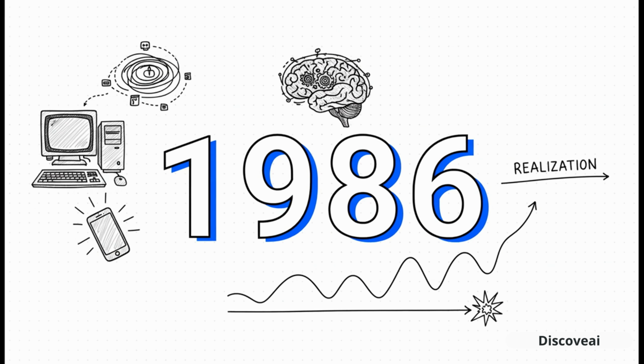I just want to pause on this date for a second. 1986. This was happening before the World Wide Web was even a public thing. The most powerful supercomputers back then had less processing power than the smartphone you're probably holding right now. The ideas in this paper were so far ahead of their time, so far ahead of the hardware, that their true potential wouldn't even begin to be unlocked for another 25 years.